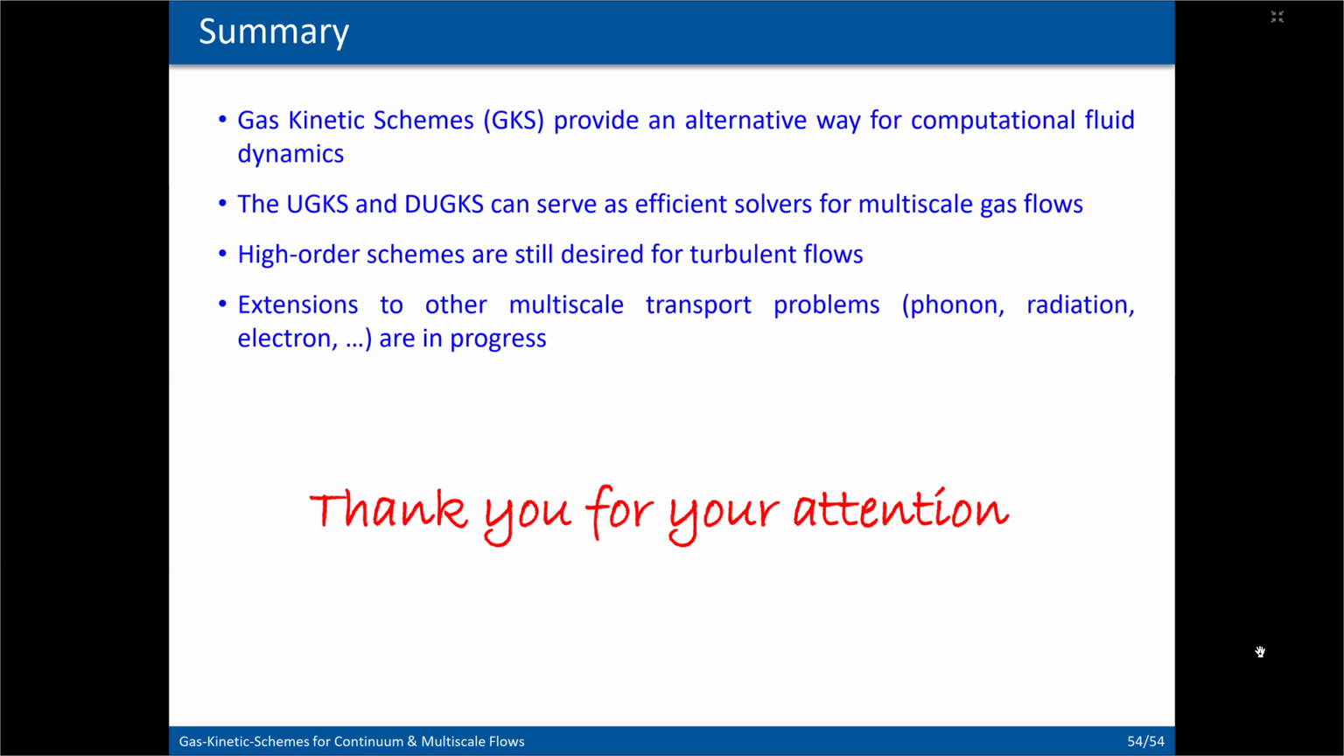Yeah, Professor. When you consider all these regimes for the Knudsen number, how do you choose the discrete velocity set for this or that version? How do you actually choose the velocity?